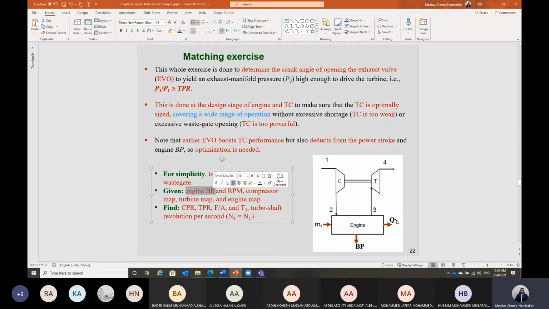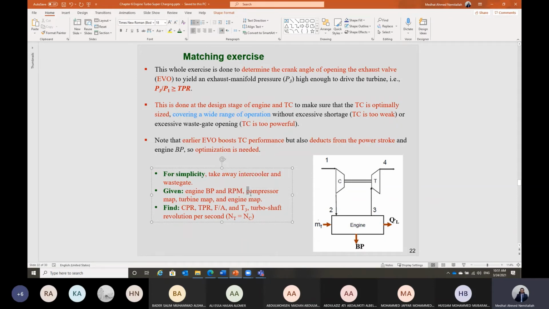And usually we have what is given for us in this exercise. We know about the brake power of the engine, the required brake power. When you press the accelerator pedal in your car, you decide which brake power you want, and the engine should develop it. So we know the brake power. We know also at this brake power what will be the RPM of the engine. We can sense the RPM of the engine.